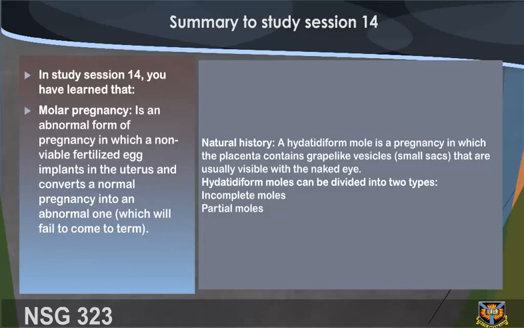Summary. In study session 14, you have learned that molar pregnancy is an abnormal form of pregnancy in which a non-viable fertilized egg implants in the uterus and converts a normal pregnancy into an abnormal one, which will fail to come to term. Natural history. A hydatidiform mole is a pregnancy in which the placenta contains grape-like vesicles, small sacs that are usually visible with the naked eye. Hydatidiform moles can be divided into two types: incomplete moles and partial moles.